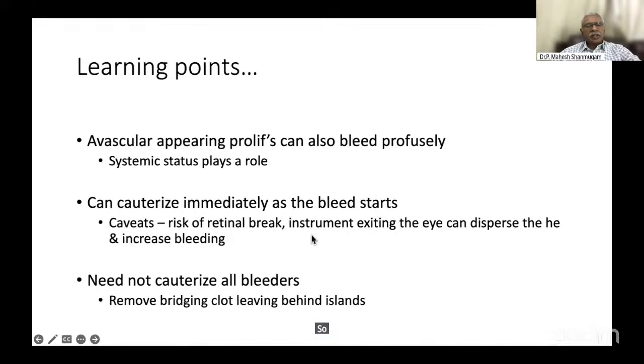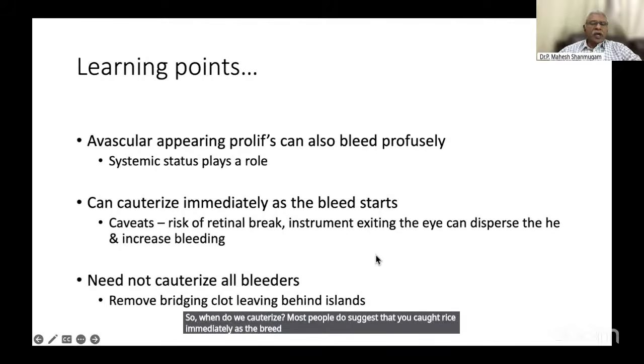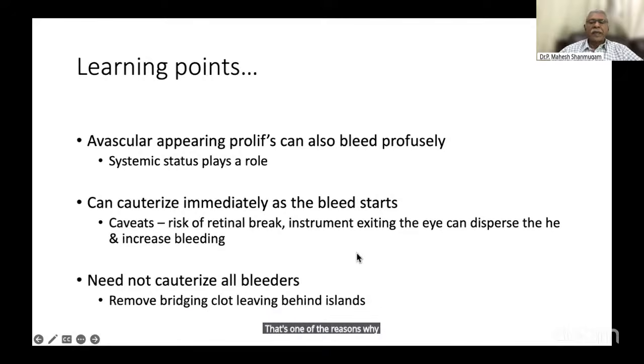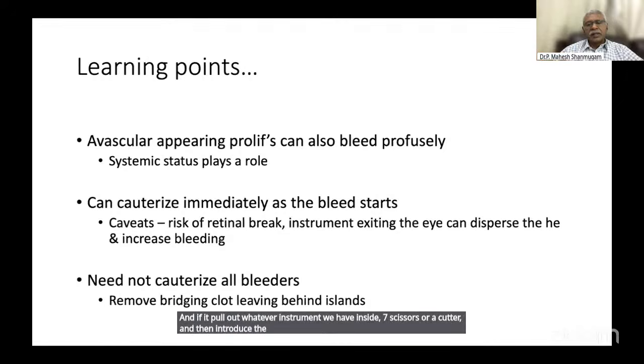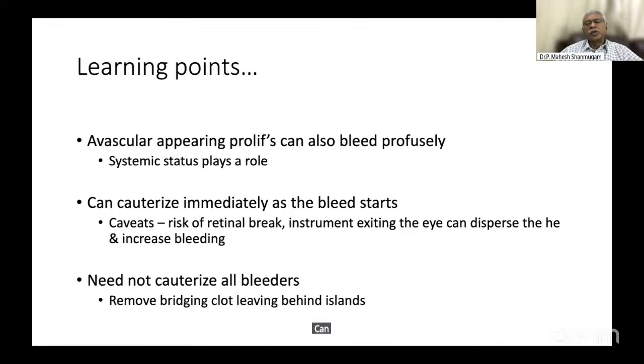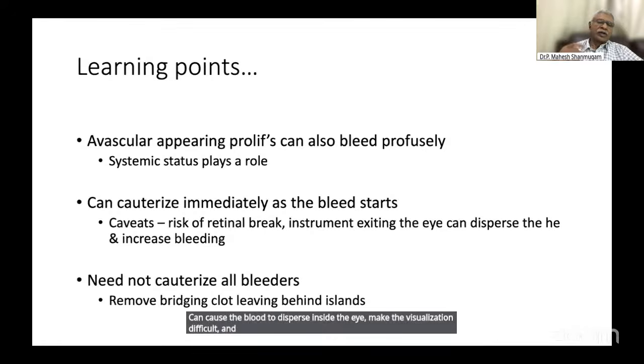So when do we cauterize? Most people do suggest that you cauterize immediately as the bleed starts. Why I don't do that is because of the caveats. Caveat is that if the cautery is not controlled, then you can have a retinal break. And we have not yet finished with the dissection, but if you have a retinal break, the dissection becomes difficult. So that's one of the reasons why I don't cauterize right away. And if you pull out whatever instrument we have inside, say the scissors or a cutter, and then introduce the cautery inside, that gap can cause the blood to disperse inside the eye, make the visualization difficult, and that little hypotony can also increase the bleeding.